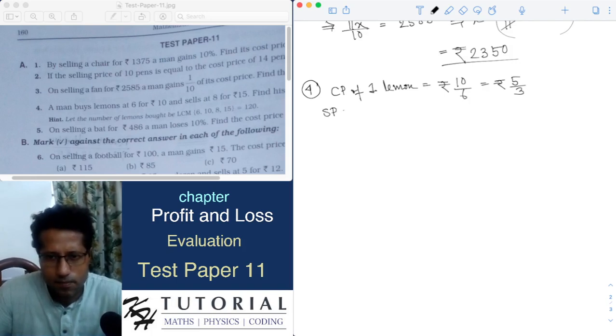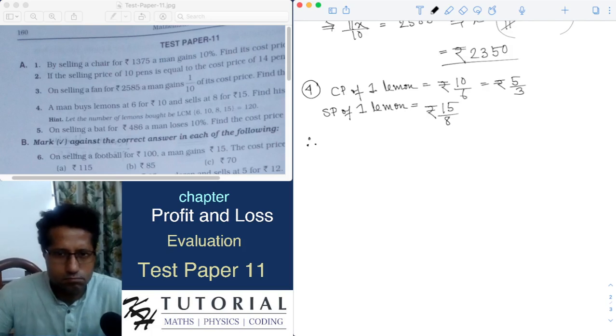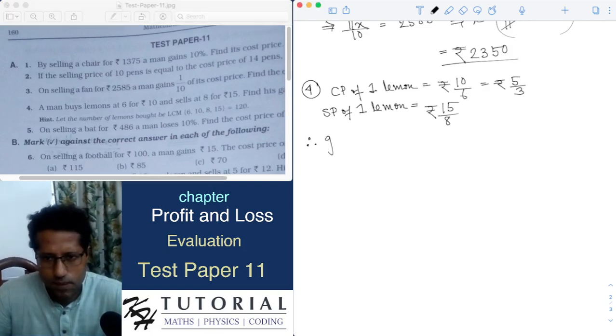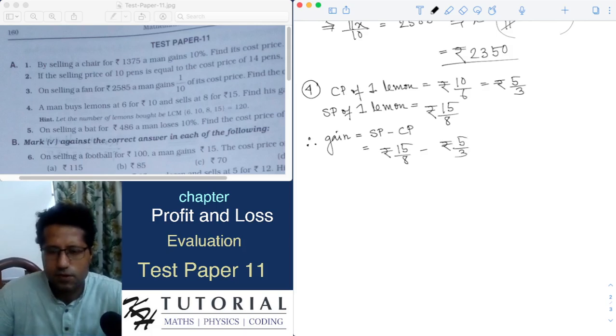Similarly, the selling price of one lemon will be, it says that the man sells 8 lemons for rupees 15. Therefore, the selling price of one lemon is 15 by 8. Okay. So now it is asking, find his gain percent. So definitely there must be a gain. So gain is equal to selling price of one lemon minus cost price of one lemon. This is rupees 15 by 8 minus rupees 5 by 3.